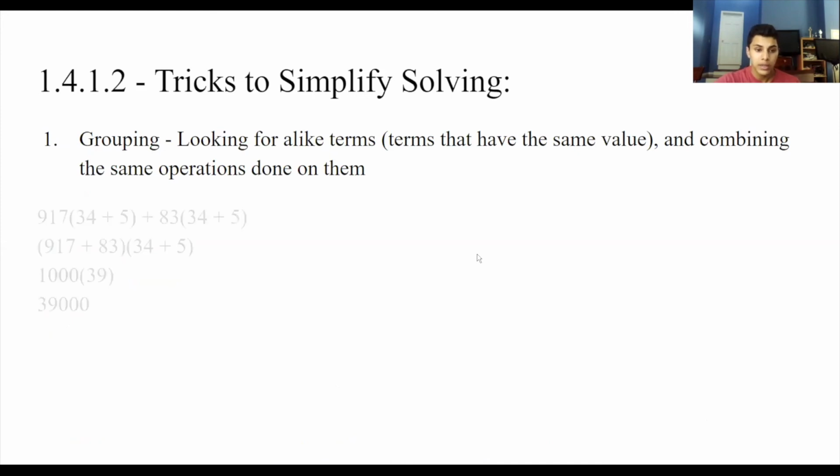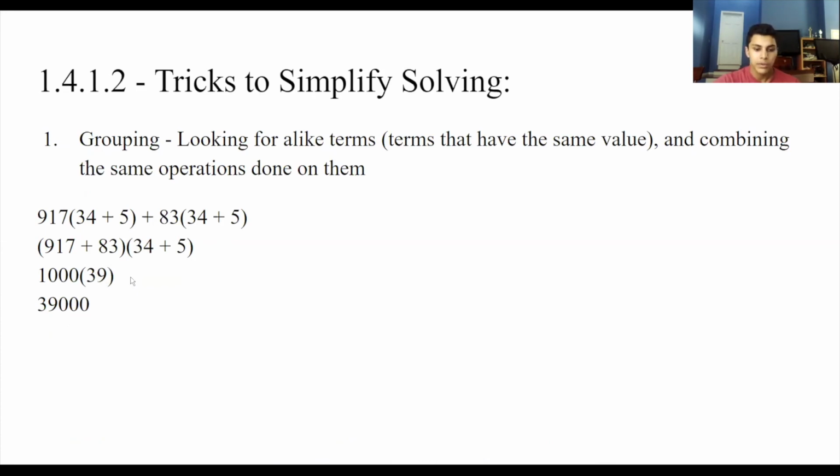The first was grouping, which is when in an equation we look for alike terms and just combine the operations done on them. So these alike terms are 34 plus 5 being multiplied by 83 and 917. So we just added 917 and 83 and then multiplied that by 34 plus 5. And that made the question a lot easier because we just had to multiply 39 by 1000.